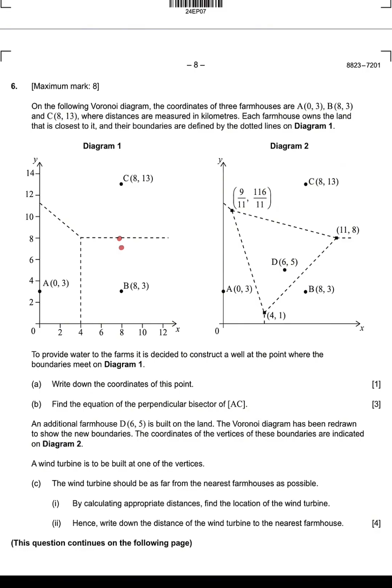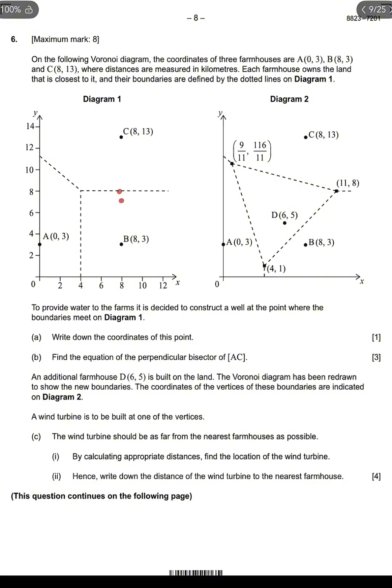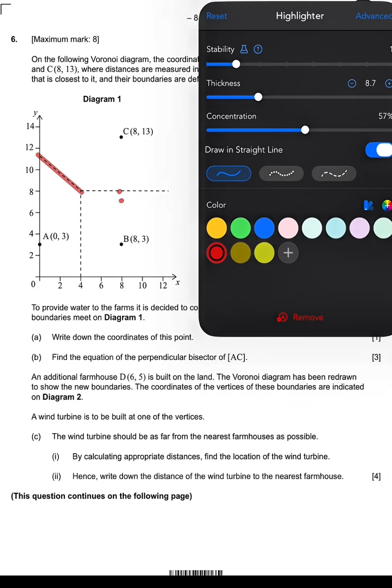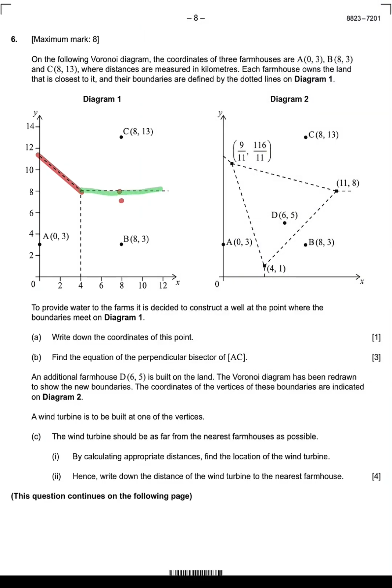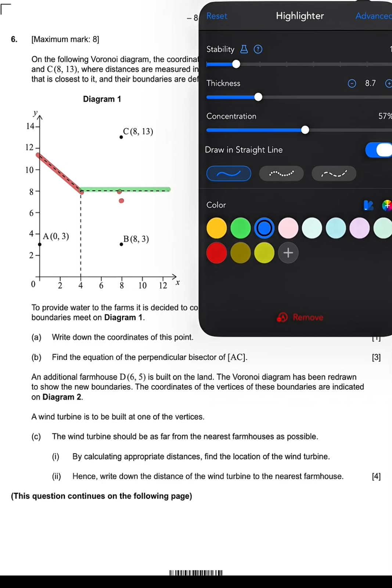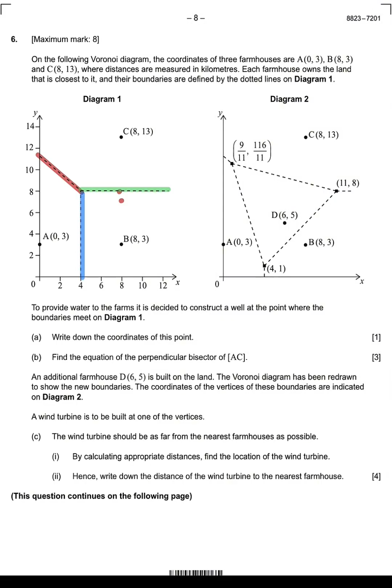So, on the following Voronoi diagram, the coordinates of three farmhouses are A, B, and C, where distances are measured in kilometers. Each farmhouse owns the land that is closest to it, and their boundaries are defined by the dotted lines on diagram 1. So, we have this dashed line from A to C, this green dashed line from B to C, and this blue one from A to B.